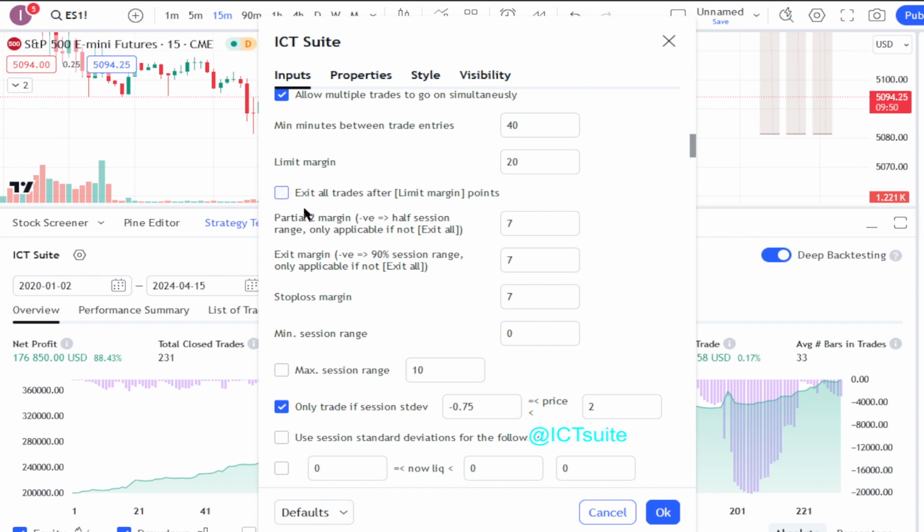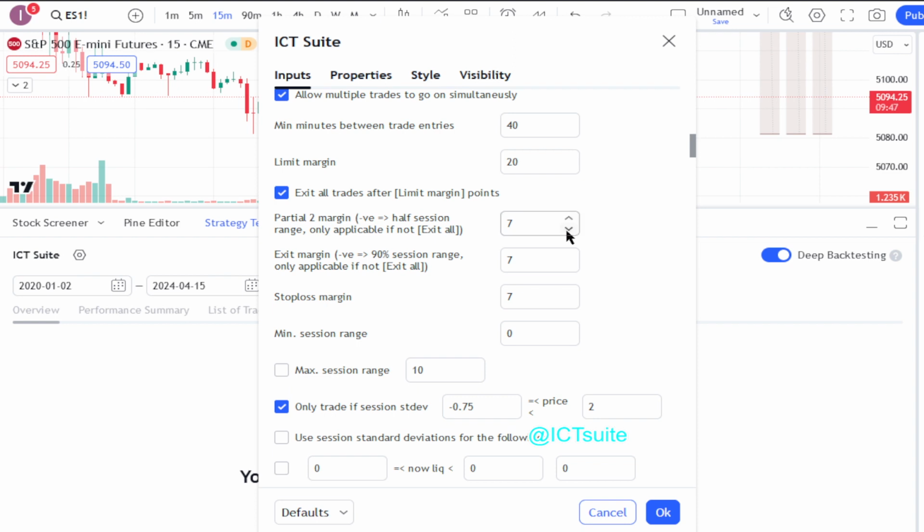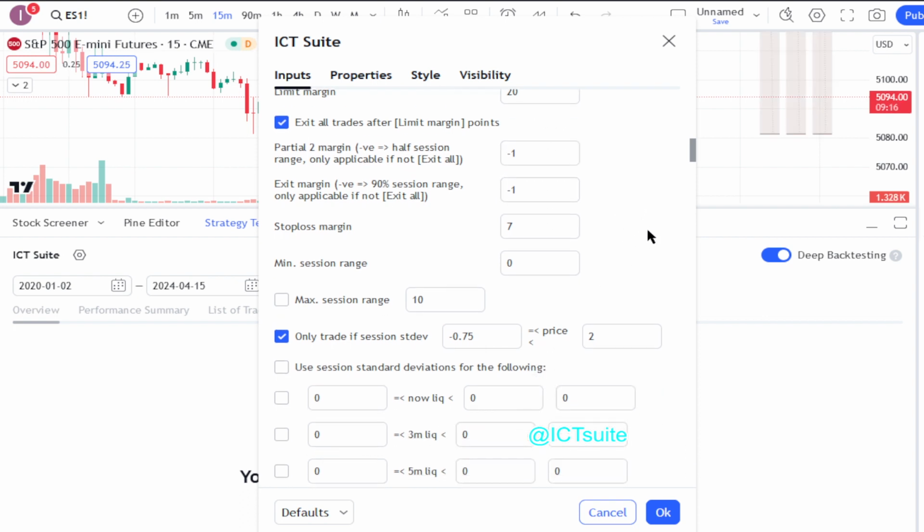So let's go back to the original. When I do testing, I usually don't have partials on, because I get a better picture of how the strategy is performing, with win rate and everything. Otherwise it gets messy. But when I do real trading, I always take partials.